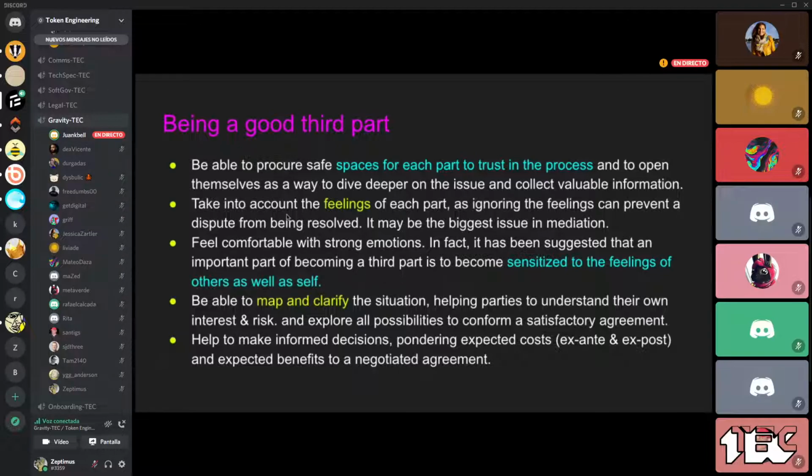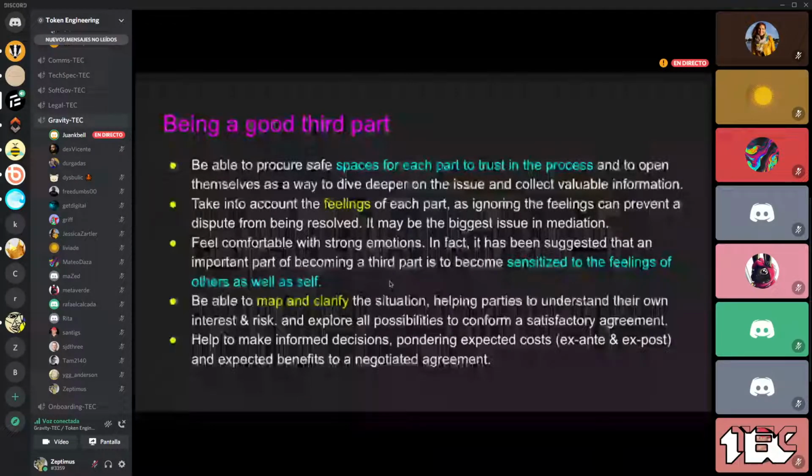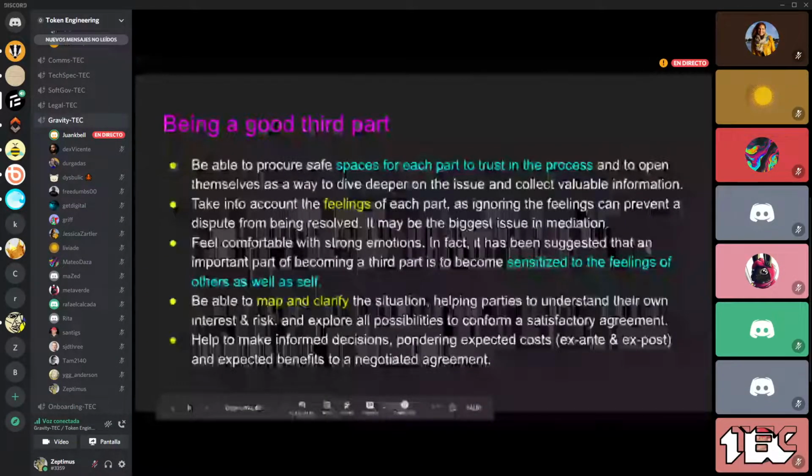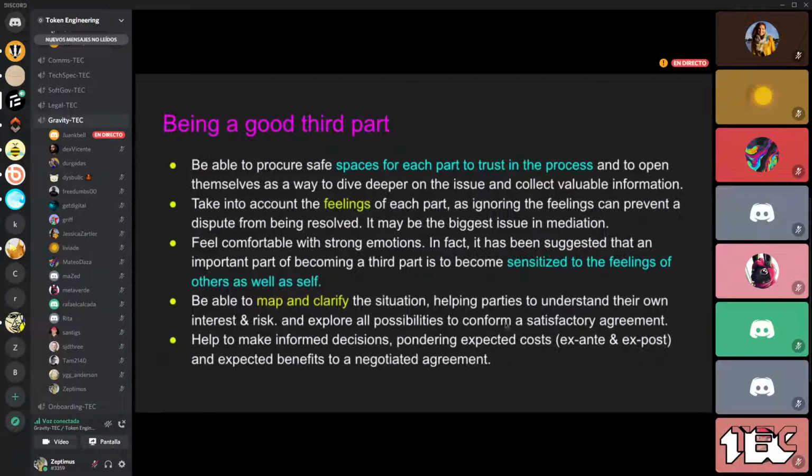A third part should feel comfortable with strong emotions. In fact, it has been suggested that an important part of becoming a third part is to become sensitized to the feelings of others as well as self. And a good third part should be able to map and clarify the situation, helping the parties to understand their own interests and risks and explore all the possibilities to confirm a satisfactory agreement. Also, a third part can help to make informed decisions, pondering expected costs and expected benefits of a negotiated agreement.